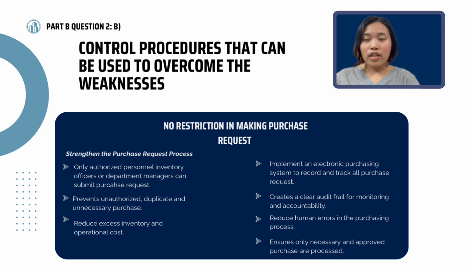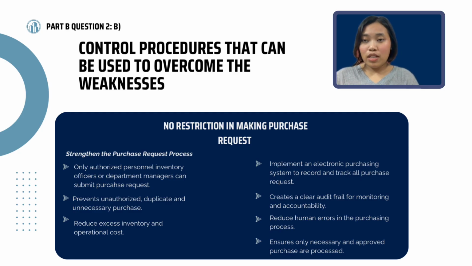In addition, Sedat Creek Syndrome Berhad should implement an electronic purchasing system to record and monitor every purchase request. The system will create a clear audit trail by recording who submitted the request, when it was submitted, and who approved it. This makes the procurement process more transparent and easier to monitor.